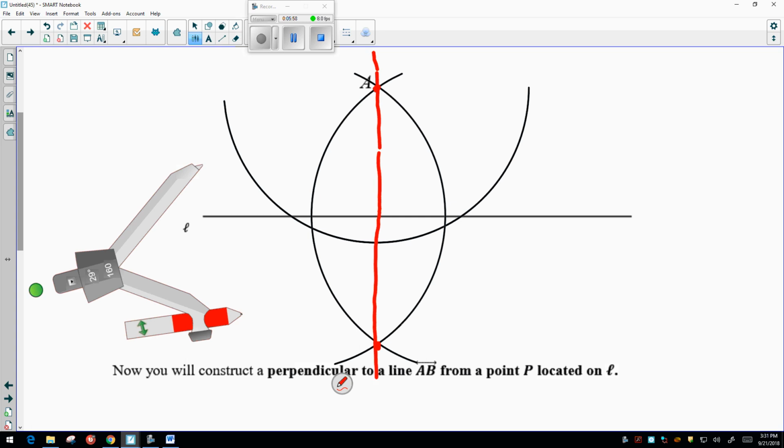So now again, what have we found? Well, it didn't bisect it because this original line goes on forever, but we have made a perpendicular line to the given line.